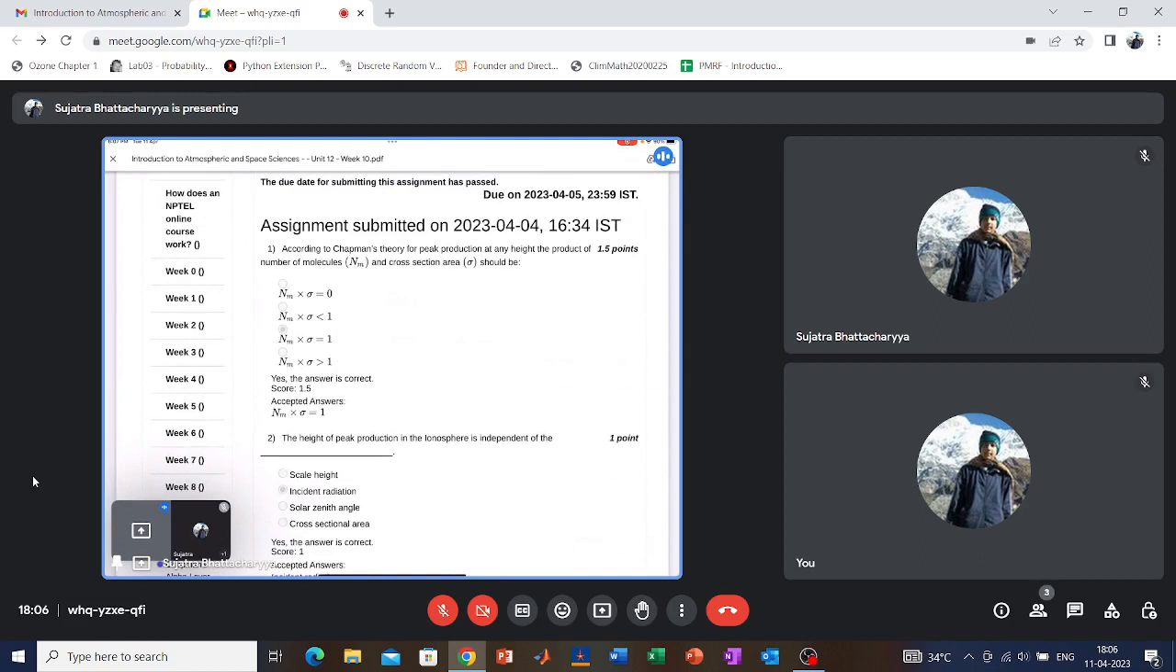The first question of assignment 10 is, according to Chapman's theory for peak production, at any height, the product of the number of molecules and the cross-section area should be. So the relationship is quite clear, that is Nm times sigma should be equal to 1, where Nm is the number of molecules and the cross-section area which one particular molecule faces is sigma, so the total Nm sigma is equal to 1. So this is a fact which we take in deriving Chapman's theory of peak production.